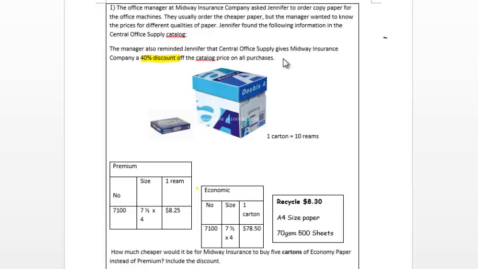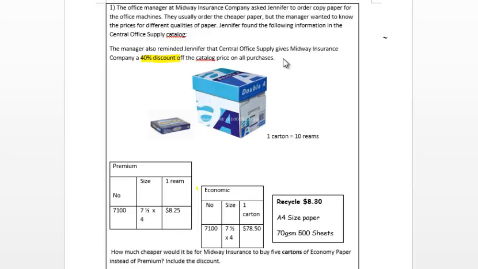Hi students, in this lesson we will learn how to solve the paper question. Okay, this is a WPN question. The office manager at Midway Insurance Company asked Jennifer to order copy paper for the office machines. They usually order the cheaper paper, but the manager wanted to know the prices for different qualities of paper. Jennifer found the following information in the central office supply catalogue.